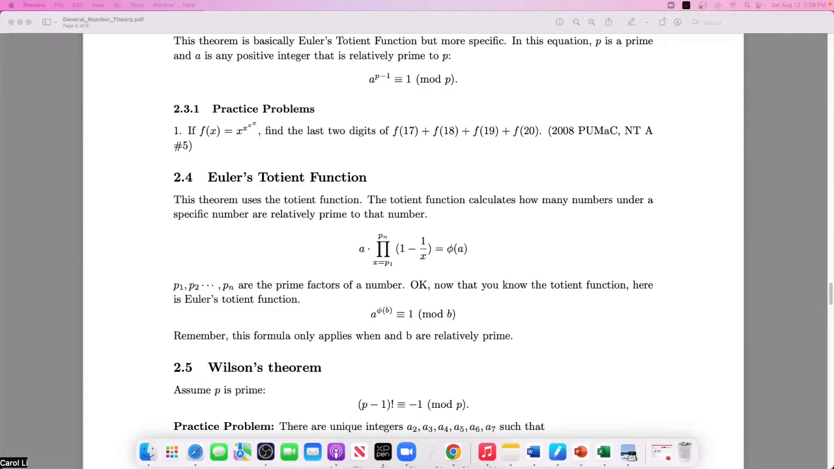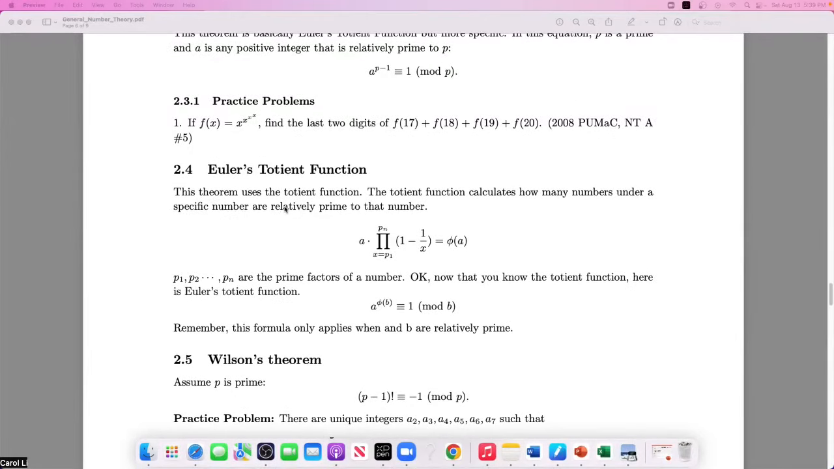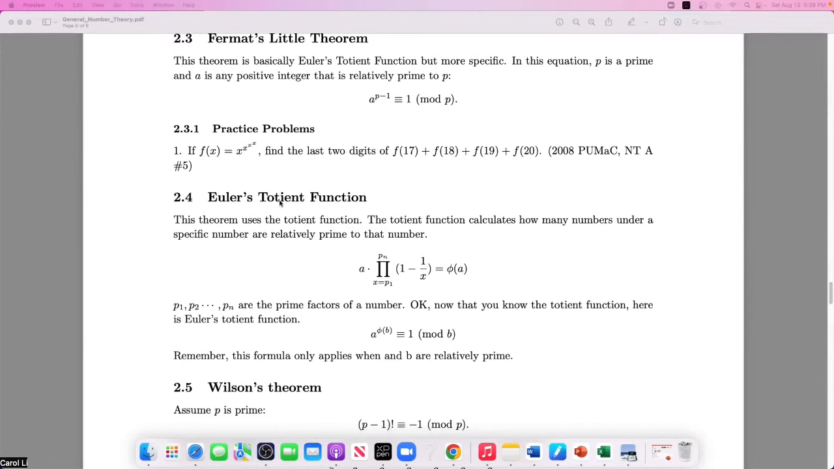So here you're given a to the phi of b, which is congruent to 1 mod b, and this formula only applies when a and b are relatively prime. Now we're going to move on to Wilson's theorem. This is also just another random formula you need to know. We assume that p is prime, and the formula is p minus 1 factorial is congruent to -1 mod p.